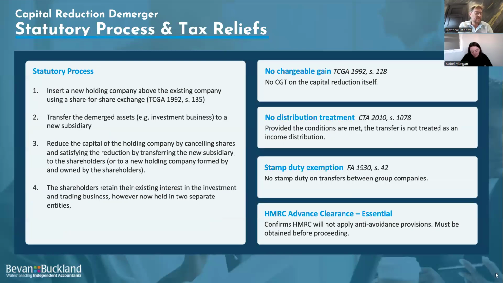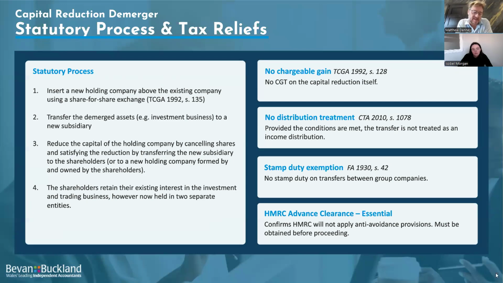Yeah, so these are expensive. Conceptually, they aren't actually that complicated, but there is a lot of mechanics that go into a capital reduction demerger, but they're sort of necessary to avoid all sorts of taxes.